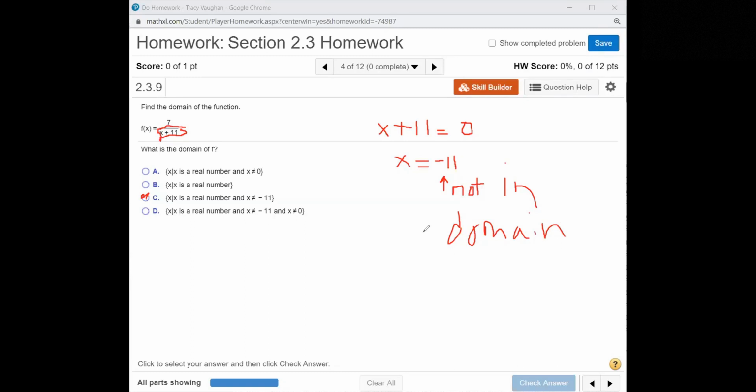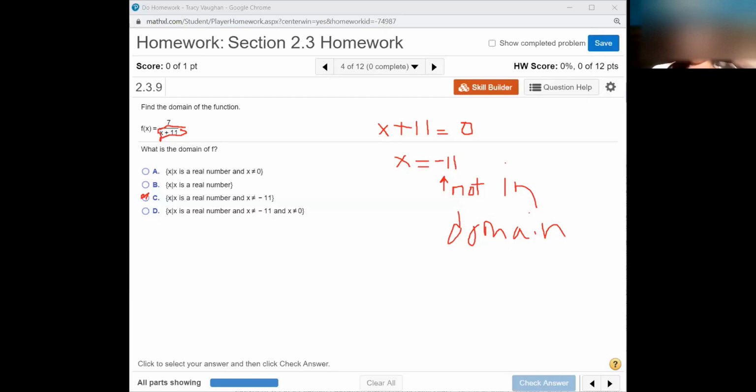I did order a pen, so maybe I'll be able to write on the screen a little bit easier, but it got delayed, of course. So hopefully by Monday.